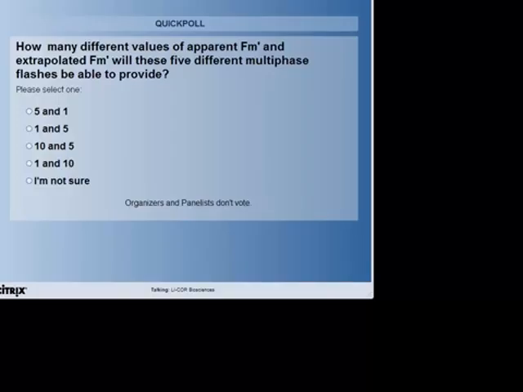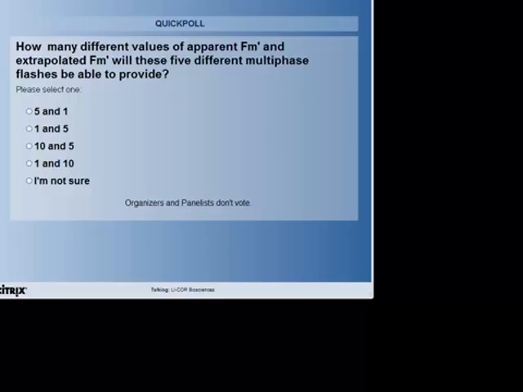Okay, well, let me give you a hint then. We've got 5 multiphase flashes. You can get 5 different measurements of apparent FM prime during phase 1, 5 different values of apparent FM prime during phase 2. Now the question is, how many values of extrapolated FM prime can be derived from each one of these multiphase flashes?